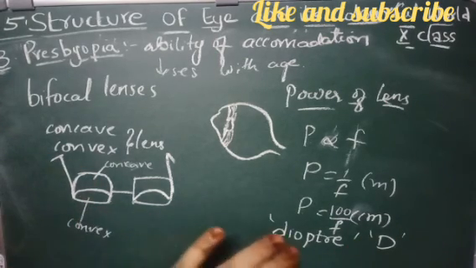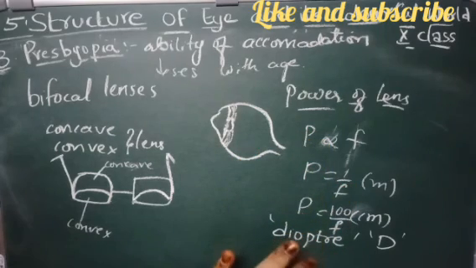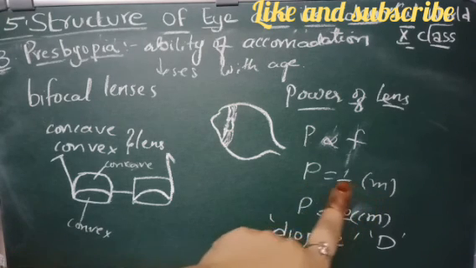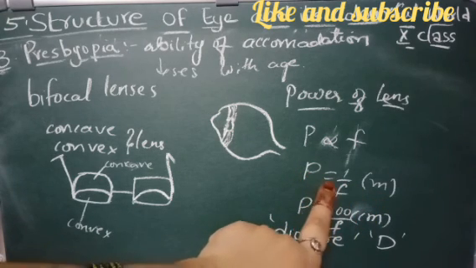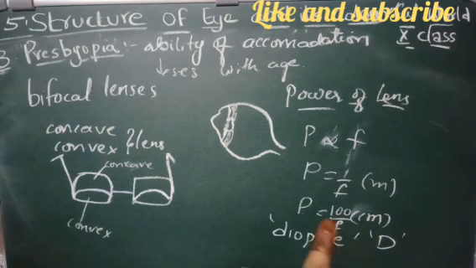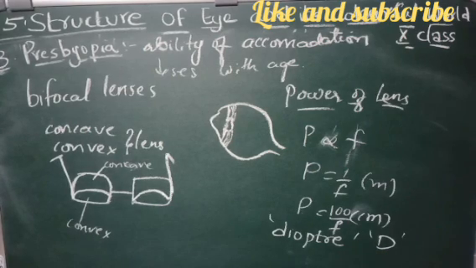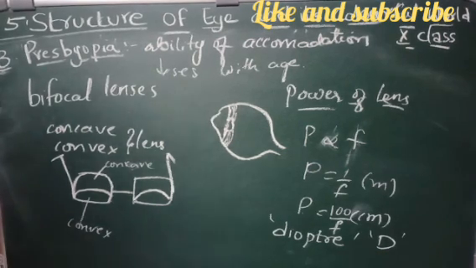You may get questions based on this power of lens, so you have to solve them using this equation. If it is in meters, you can write power is equal to 1 by F. If it is in centimeters, you can write P is equal to 100 by F. Its unit is dioptre and it is denoted by capital D. So with this we end up with the structure of the eye and its colorful world.